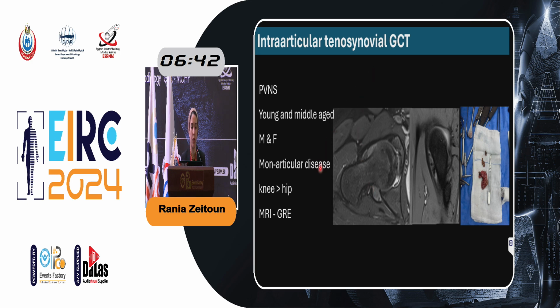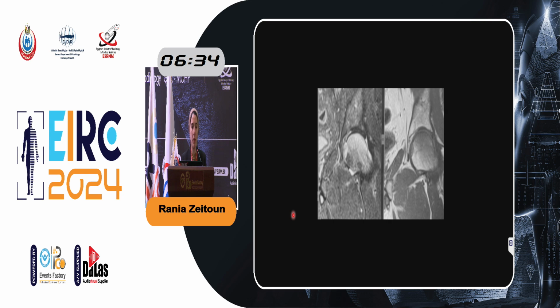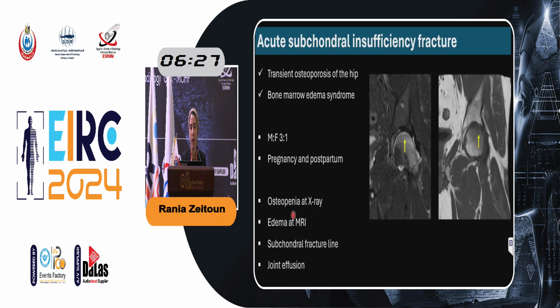It is a monoarticular disease, and it is more common in the knee than the hip. However, MRI is very helpful, especially adding the gradient images. Sometimes the pathology is bone-based, like this young chap who had extensive bone marrow edema of the femur head and neck. And in a zoomed-in image, you can appreciate and recognize the low signal subchondral fracture line, which is parallel to the femur head circumference. So this is a classic acute subchondral insufficiency fracture.